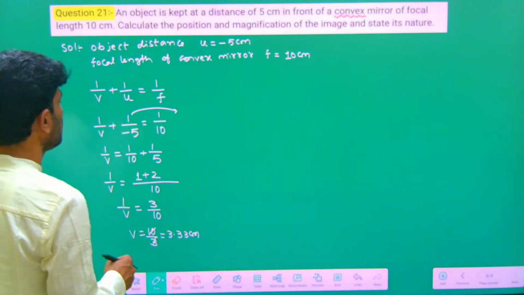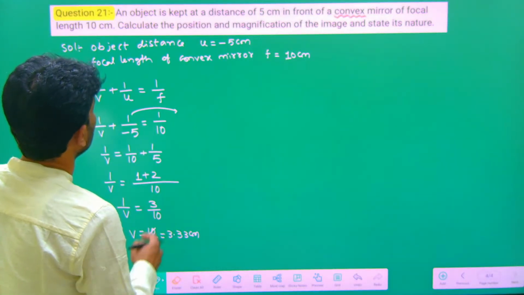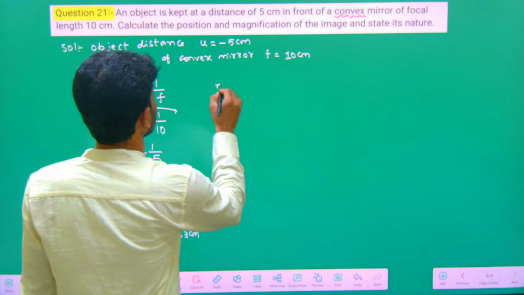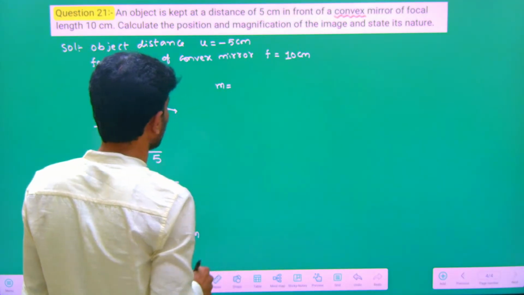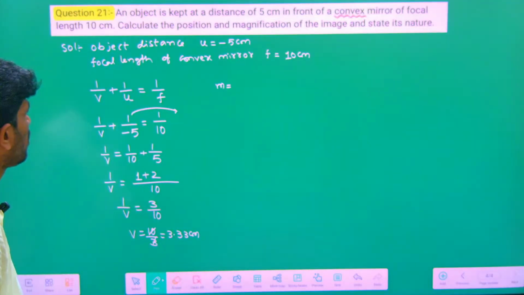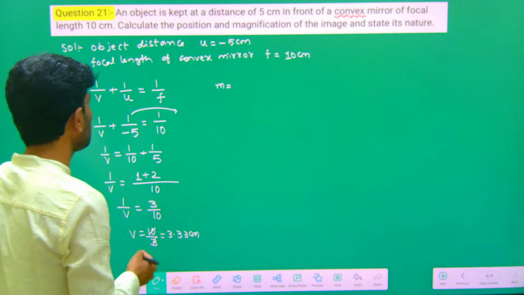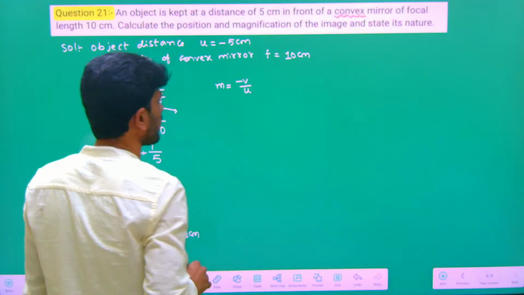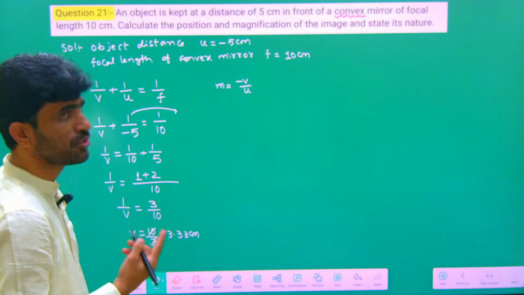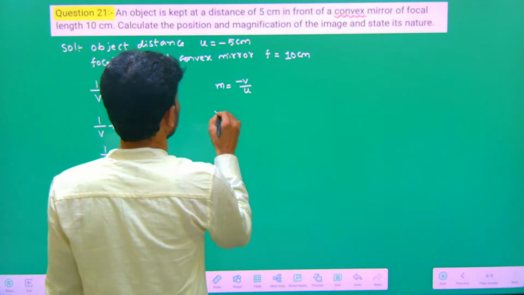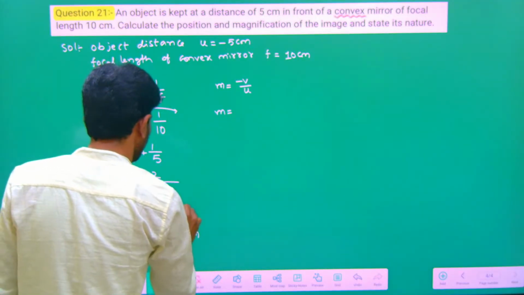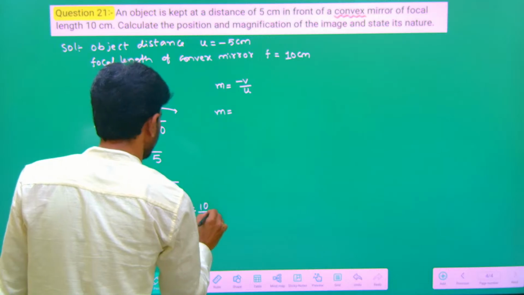So now let us see how to find the magnification. They are asking to find the magnification also. The magnification formula one is hi by ho, but here we do not know hi or ho, so we cannot use that. We can find it by using minus v by u. By using this formula we can find it because we know v and u. So now m is equal to, let us substitute the values. v is equal to 10 by 3.